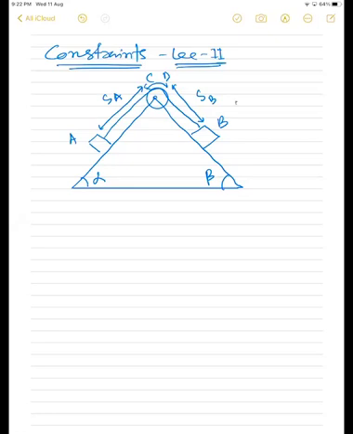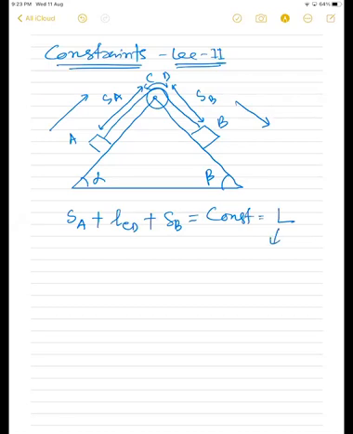Students, if this block is coming this side with some acceleration, then this block will go upward with some acceleration. Yes or no? We have already discussed such type of questions, right? However much the block gets displaced, the length of the rope on the A side plus the length of the rope on the pulley plus the length of the rope on the B side will remain constant, right? Is the length of the rope constant or not? Yes, sir, constant. That length is L, right? So I'm writing. Okay.